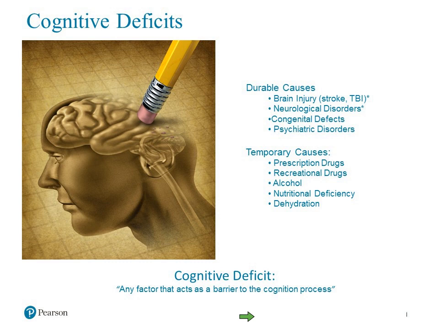So looking at some of the causes of cognitive deficits, I'm going to focus just a little bit on causes that are lasting: brain injury, stroke and TBI, and neurological disorders. We're going to talk just briefly about those, not much at all about the temporary causes.